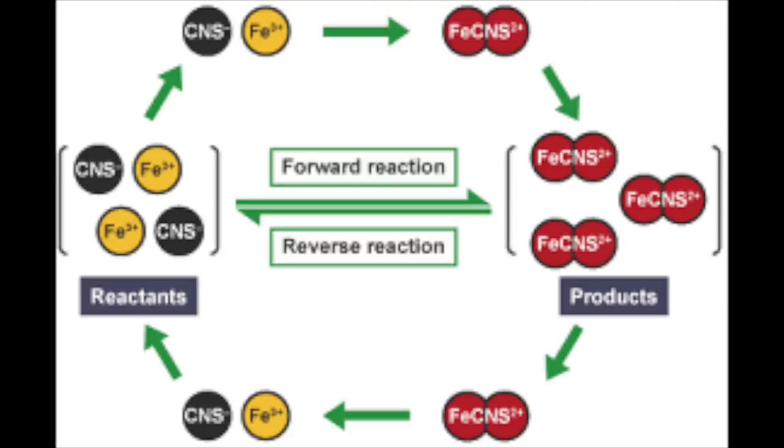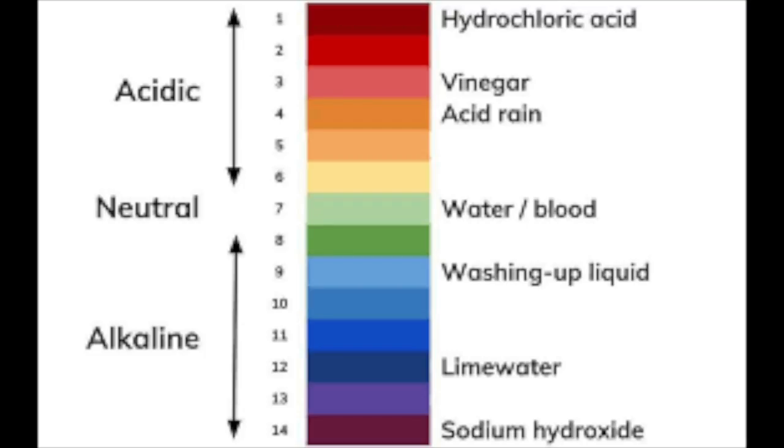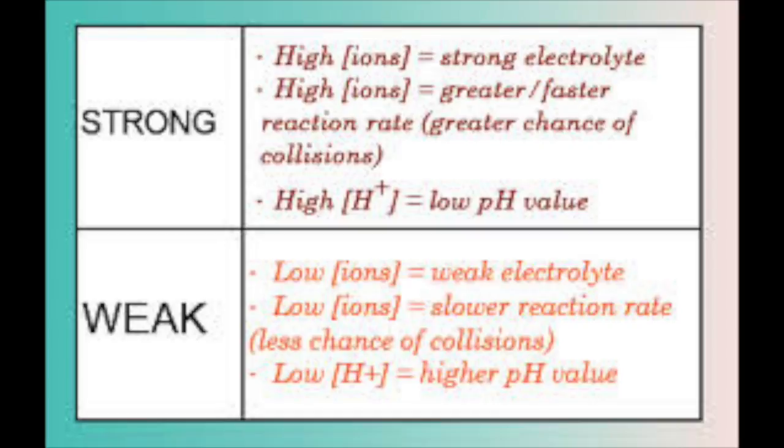Acids and bases can be found along the pH scale. Acids all have a pH of less than 7, and all bases have a pH of more than 7. The pH scale ranges from 0 to 14, with 7 being neutral. Strong acids quickly dissociate, or split apart, compared to weak acids.